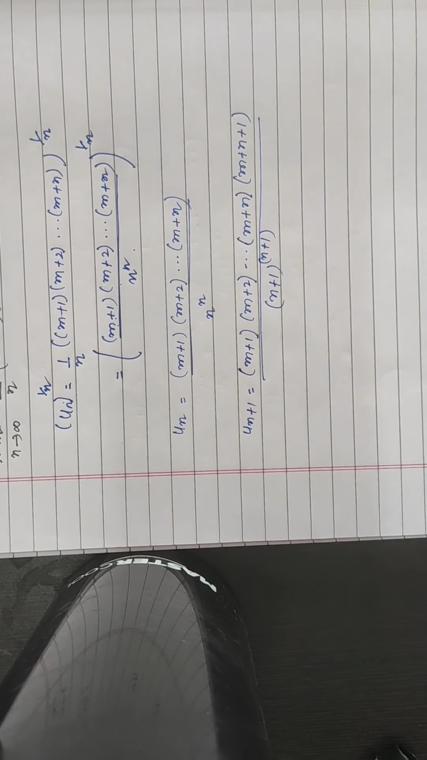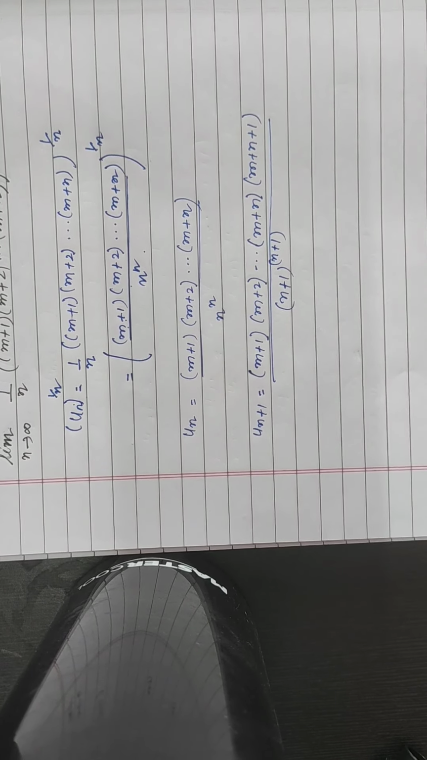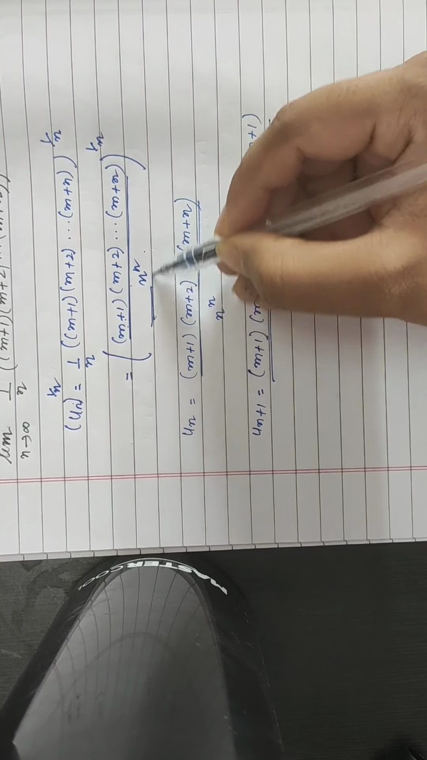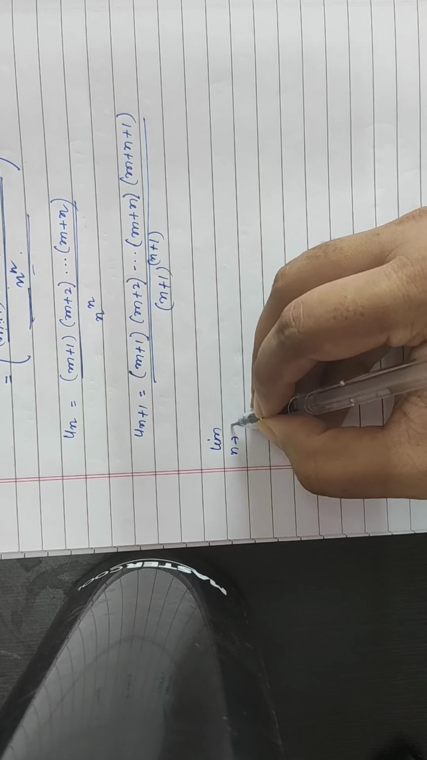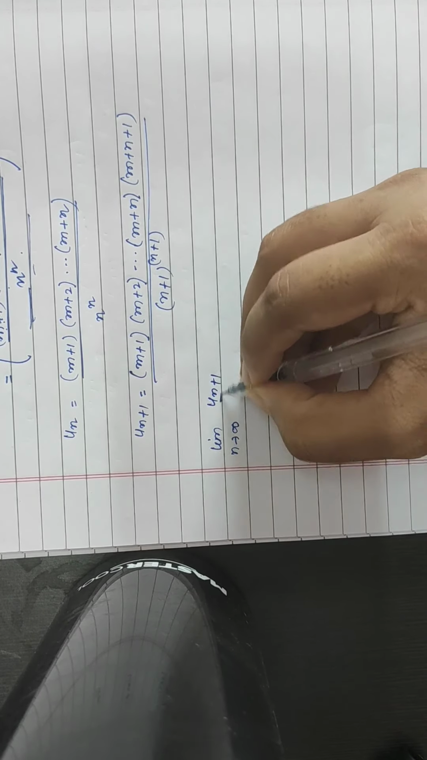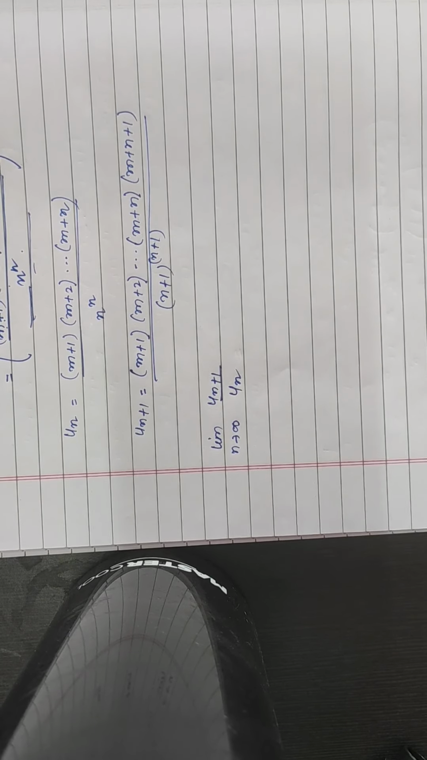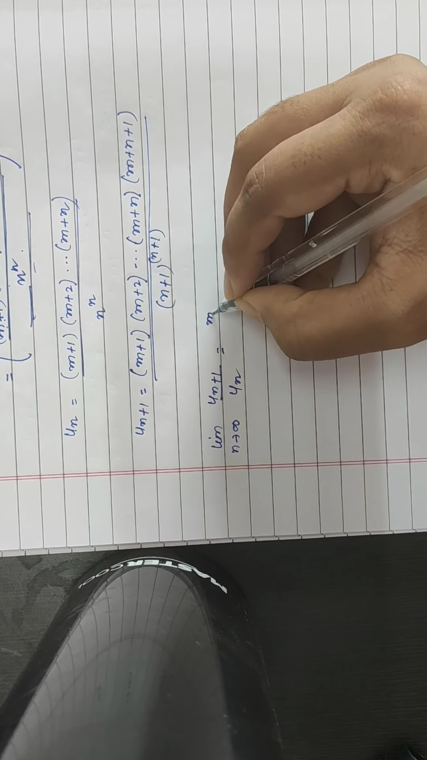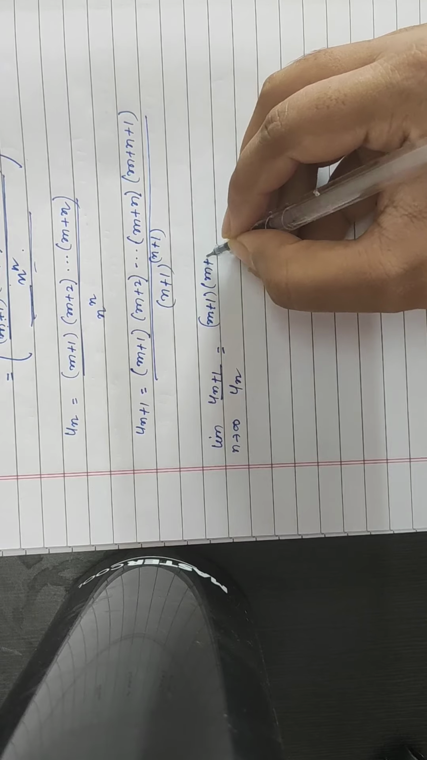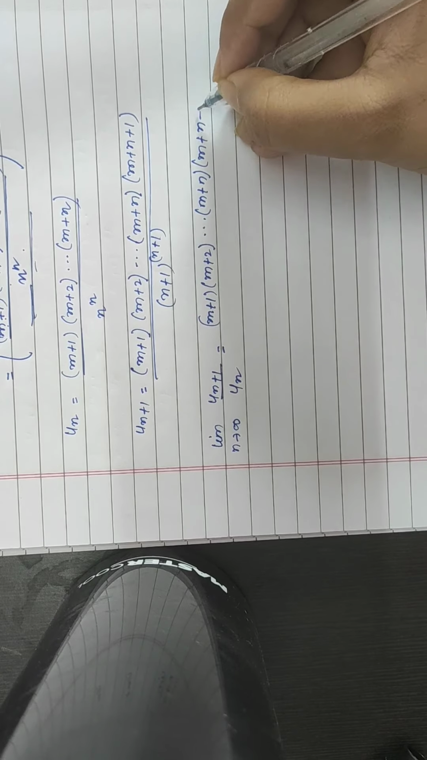Now we have a theorem which I am showing you on the screen, and by using this theorem we will be finding the limit of this sequence. So limit n tends to infinity u_(n+1) by u_n. You can pause the video and see what the theorem states. By this theorem getting the answer will be quite easy. So let's find u_(n+1) by u_n. This will be equal to (n+1)(n+2)...(n+n)(n+n+1) over the corresponding terms.